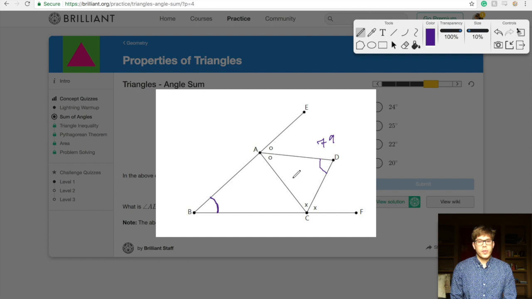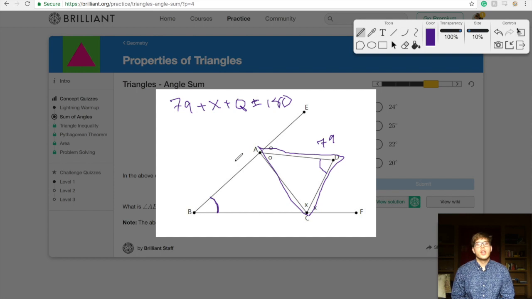What do we have? Well, we have this triangle, and by this triangle I mean triangle ACD. This triangle I just outlined, its three angles are 79, X and O. This is an O, not a 0. And they equal what? They equal 180. Here, I'm going to make this a Q just so it's not confusing. 79 plus X plus Q is 180.